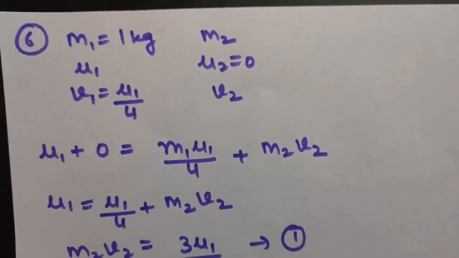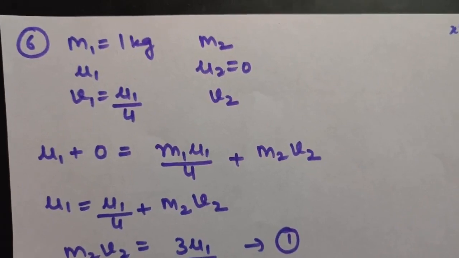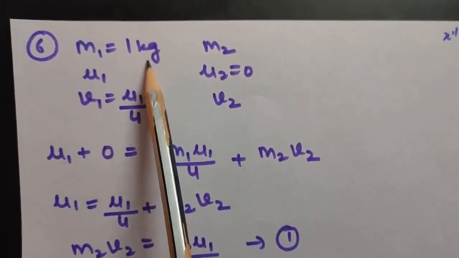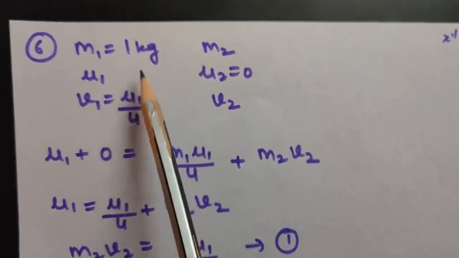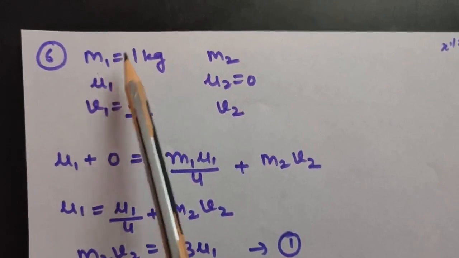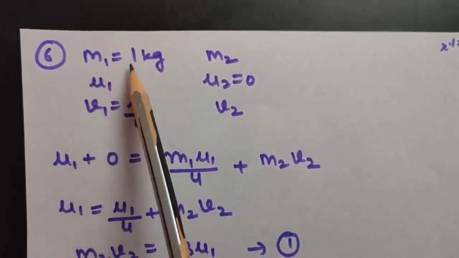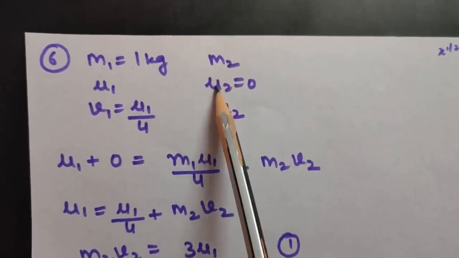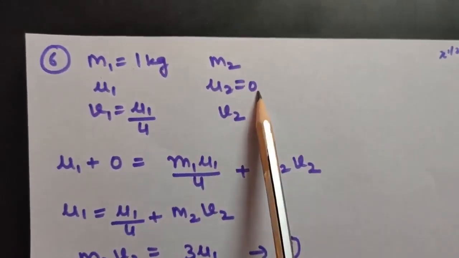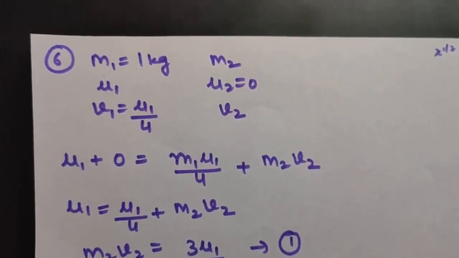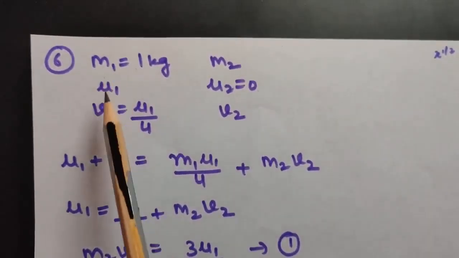Okay, so the next is question number 6. It says a body of mass 1 kilogram strikes elastically with another body at rest. Let us suppose the mass of the first body is m1, that is 1 kilogram. Let us suppose the mass of the second body is m2, and because it is initially at rest, that means u2 is 0. Now let us suppose the initial velocity of m1 is u1.